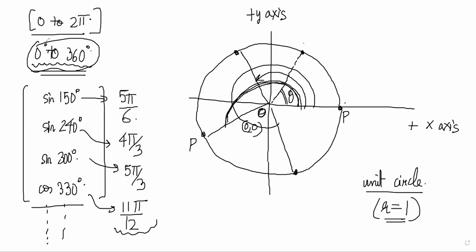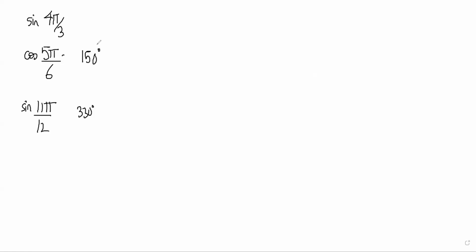Are you understanding what I'm saying? Yes, sir. Understood. Now, our ultimate goal is what? Our ultimate goal is to find sine of 4 pi by 3 and cos of 5 pi by 6, sine of 11 pi by 12. 11 pi by 12 is 330 degrees. 5 pi by 6 is 150 degrees. 4 pi by 3 is 240 degrees.